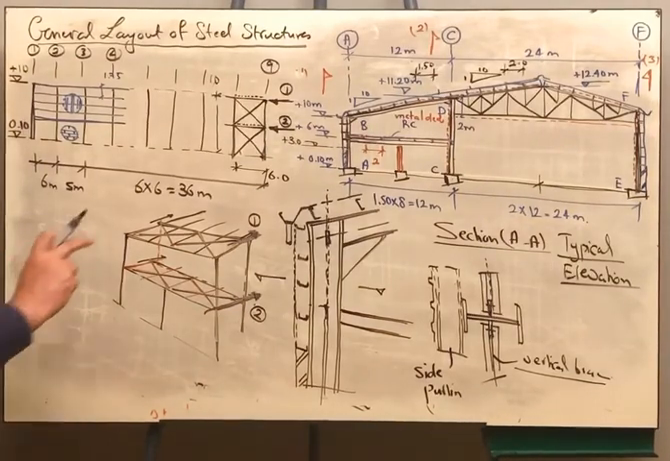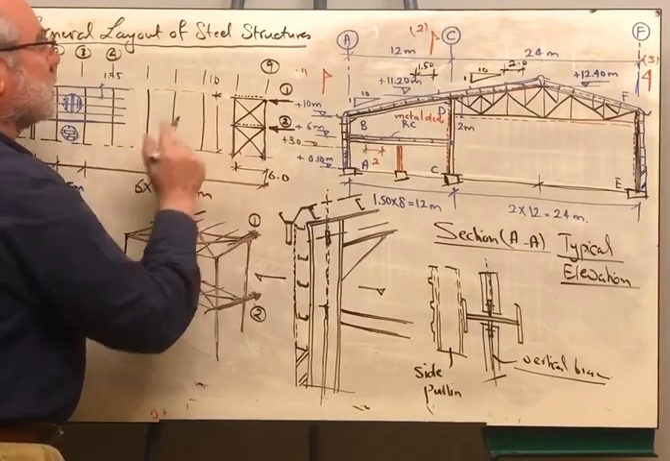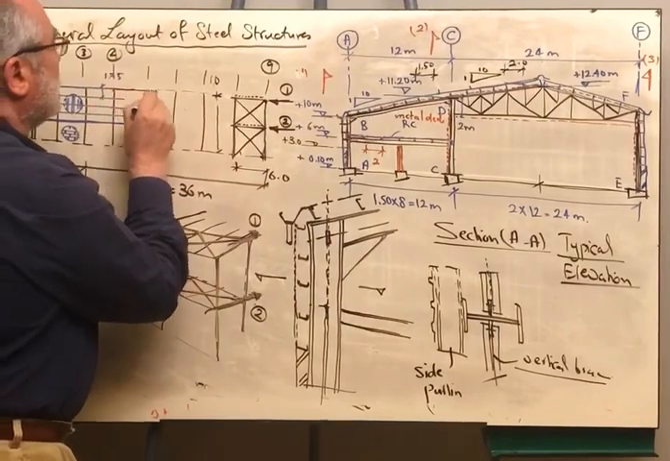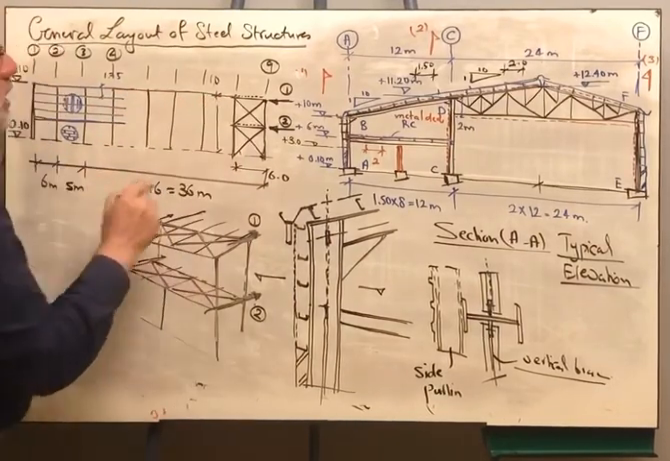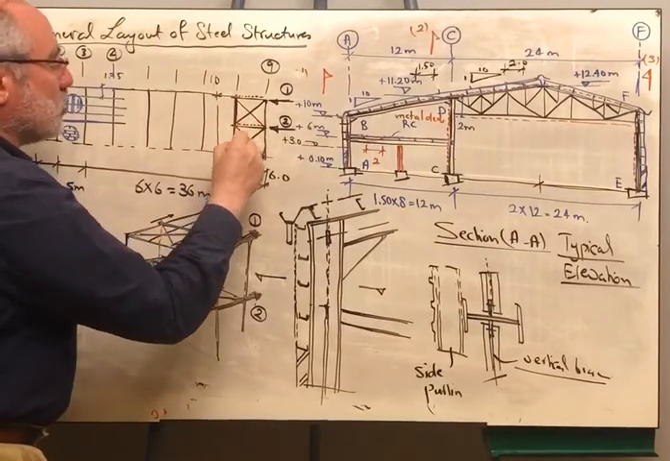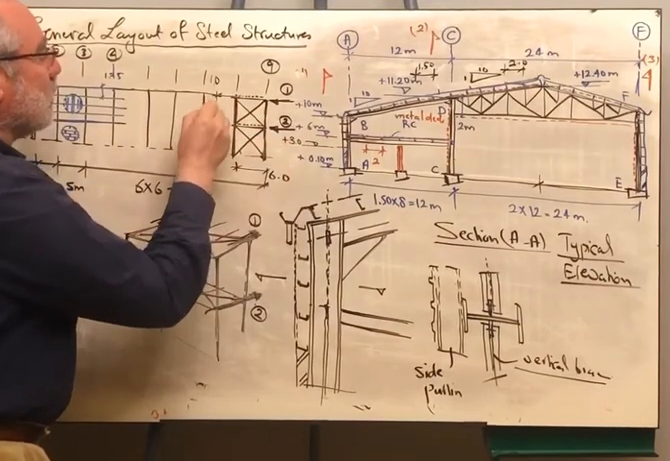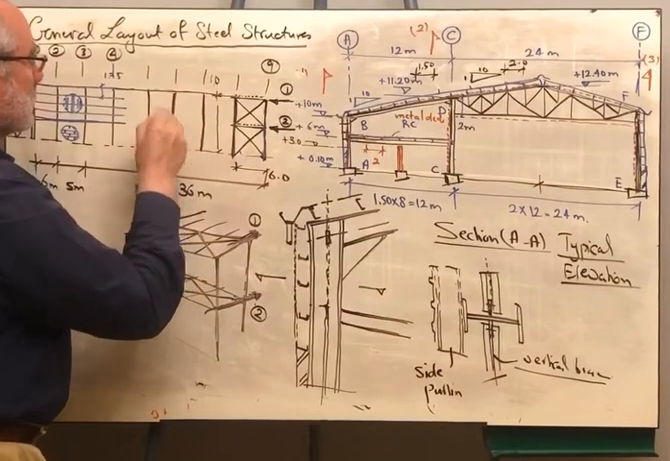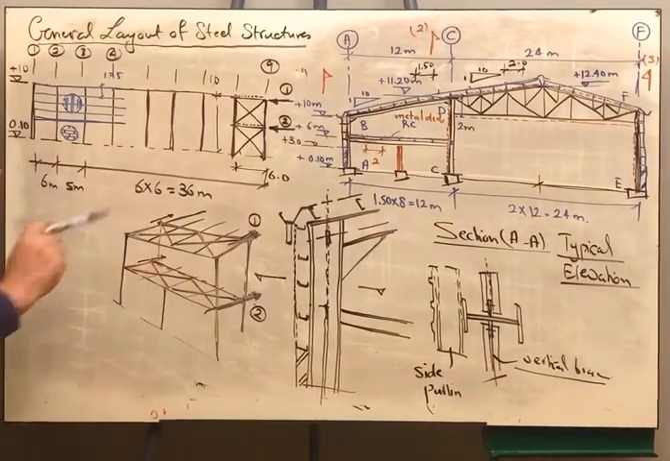But remember, I cannot do this. Why? Because here this member will continue definitely. Let me compare between this column and any other intermediate column here. What is the difference?